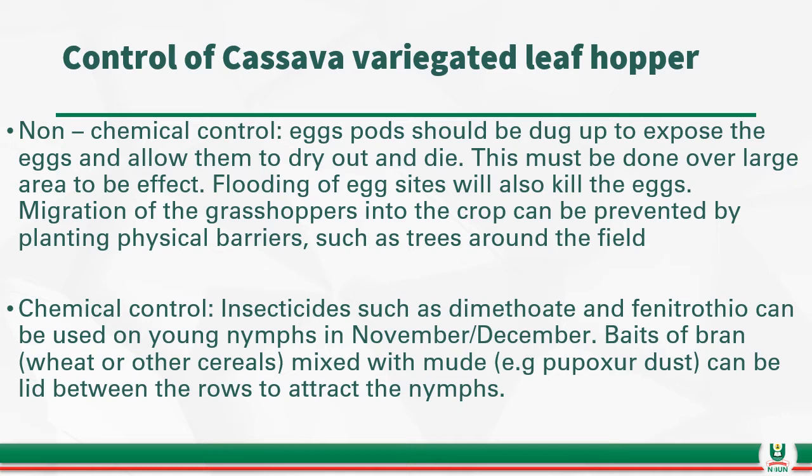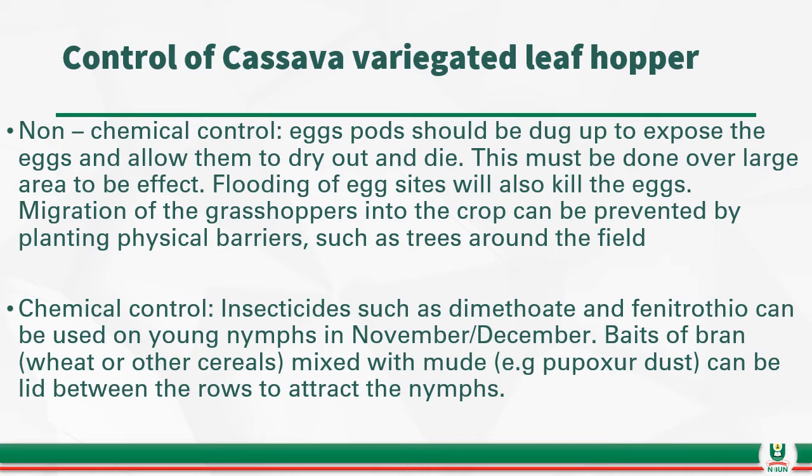And what you can also do as a non-chemical control is flooding the egg sites with water. That's wherever their eggs are being stored, or rather buried. Then you flood it with water. This can also kill the eggs. The migration of these grasshoppers into the crop can also be prevented by planting physical barriers, such as trees. You protect your field by planting trees around the field.